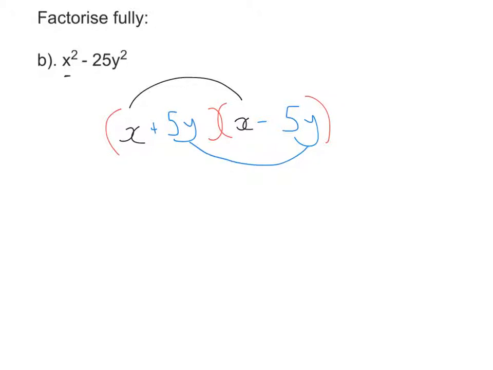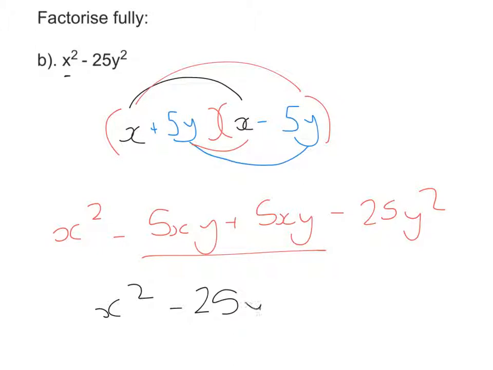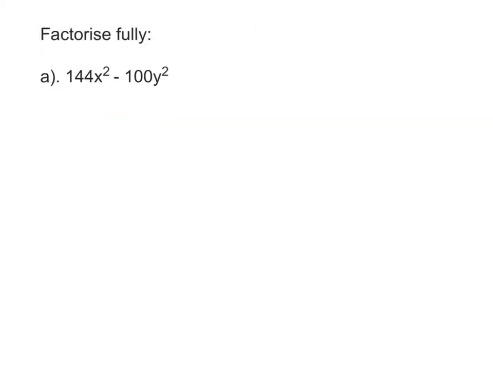I can double check. Let's finish off the Krabby Claw. x times x is x squared, x times minus 5y is minus 5xy, plus 5xy, minus 25y squared. The bit in the middle cancels out to be left with this, which is what we had to start with.